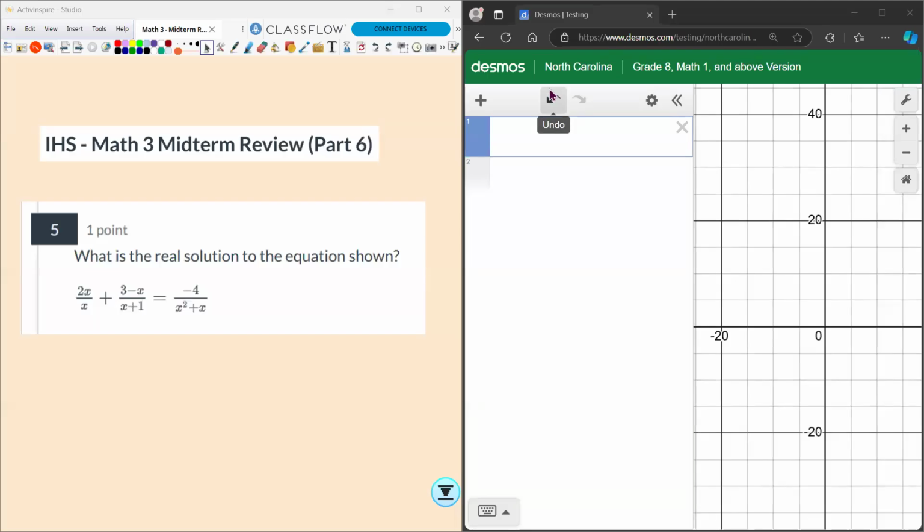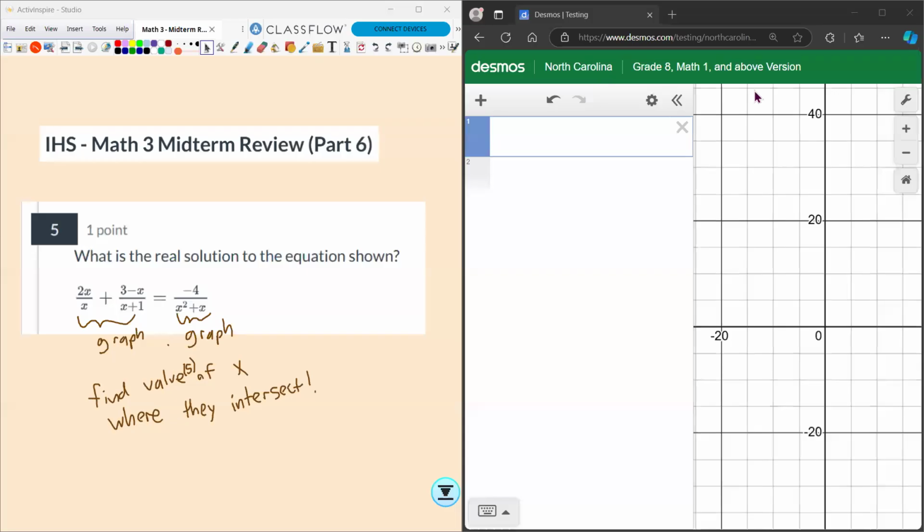Question 5, the question says, what is the real solution? Real solutions will come from the graph. So if you're going to do this on a graph, you have to do this as two separate graphs and find the point of intersection and look for the x values. So again, you want to graph the left side of the equation and the right side and see where they cross.